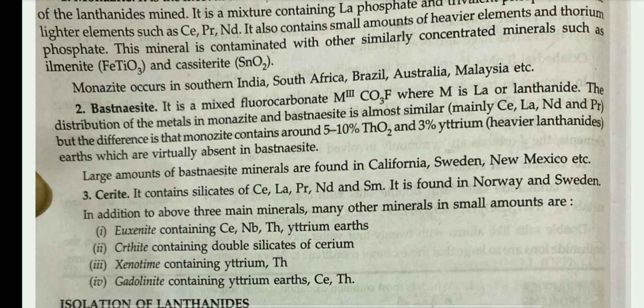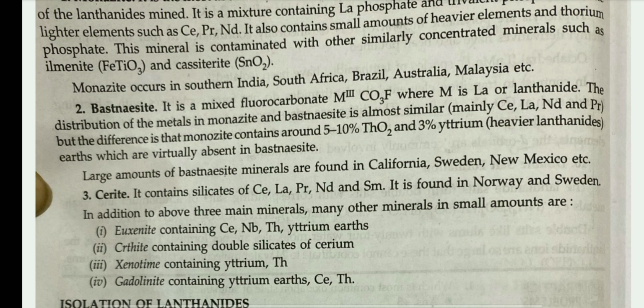Bastnaesite. It is a mixed fluorocarbonate, M(CO3)F, where M is La or a lanthanoid. The distribution of the metals in monazite and bastnaesite is almost similar, mainly cerium, La, Nd, and Pr, but the difference is that monazite contains around 5 to 10% ThO2 and 3% yttrium and heavier lanthanoid earths, which are virtually absent in bastnaesite. A large amount of bastnaesite minerals are found in California, Sweden, and New Mexico.